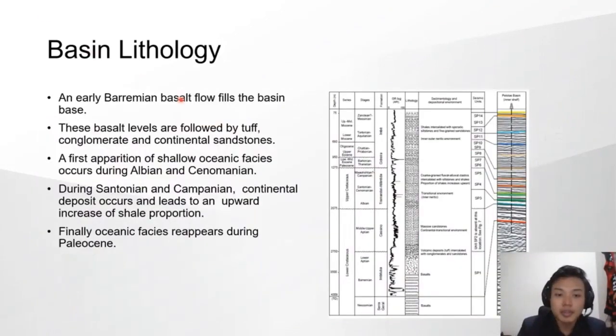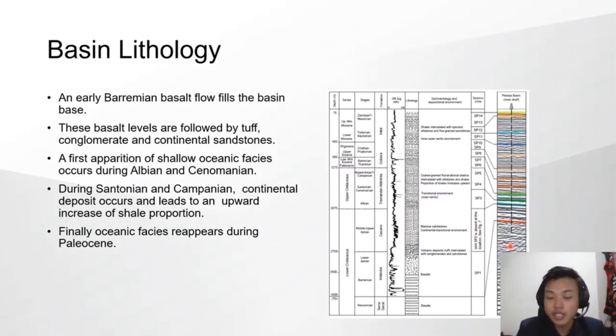An early Barremian basalt flow fills the basin base. These basalt levels are followed by tuff, conglomerate, and continental sandstones. A first appearance of shallow oceanic facies occurs during the Albian and Cenomanian. During Santonian and Campanian, a continental deposit occurs and leads to an upward increase of shale proportions. Finally, oceanic facies reappears during the Paleocene.